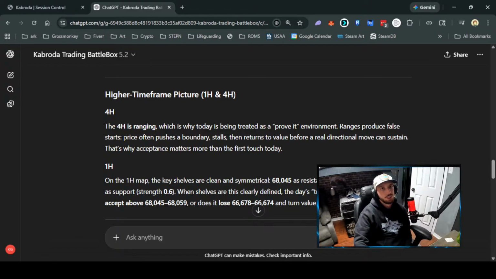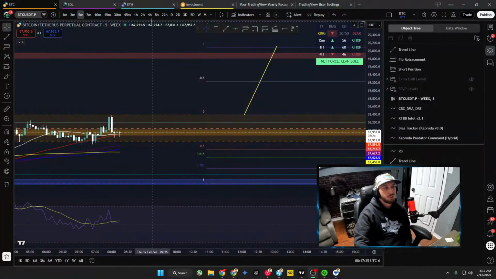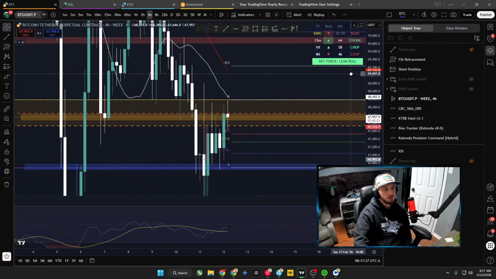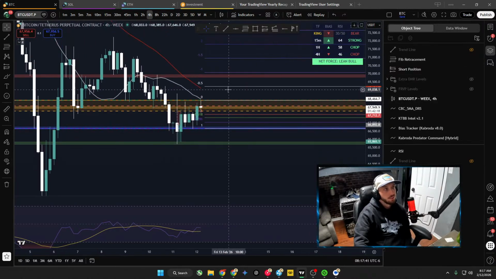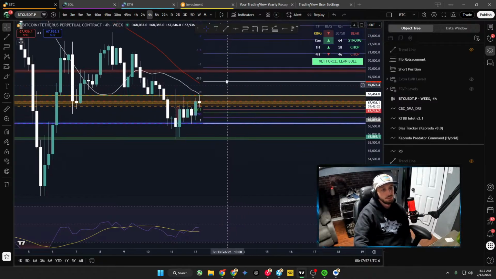Let's check out the 4 hour on our actual chart, and we'll see what the battle box says about it. Maybe do a little TA on it and see what we're thinking. 4 hours ranging, which is why today is being treated as a prove-it environment. Ranges provide false starts. Price often pushes the boundaries, stalls, and then returns to value before a real directional move can sustain. That's why acceptance matters more than first touch today.